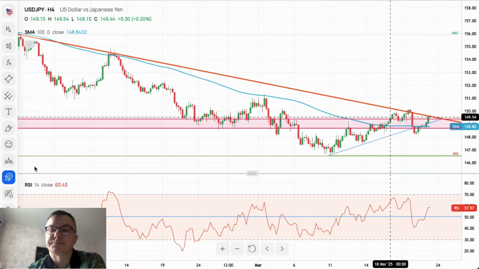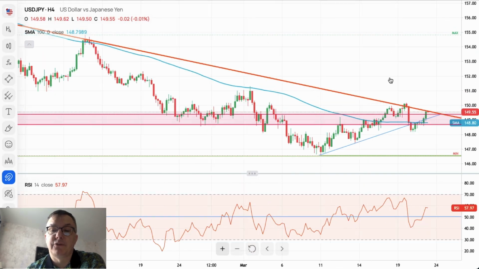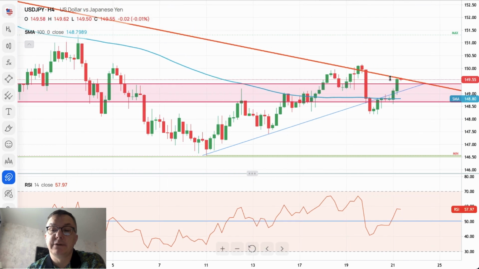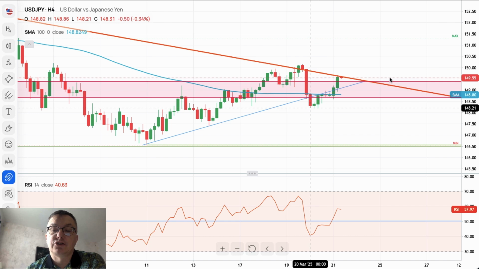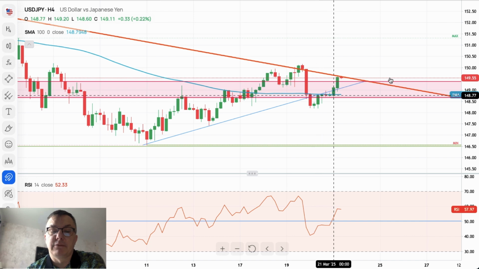Japanese yen, another interesting situation on the 4-hour time frame chart. It looks like we are getting closer to the breakout above the trend line. Just recently we've seen the pullback towards 148.21, and then we broke above the 100 periods moving average, and we are testing the trend line on a 4-hour time frame chart.